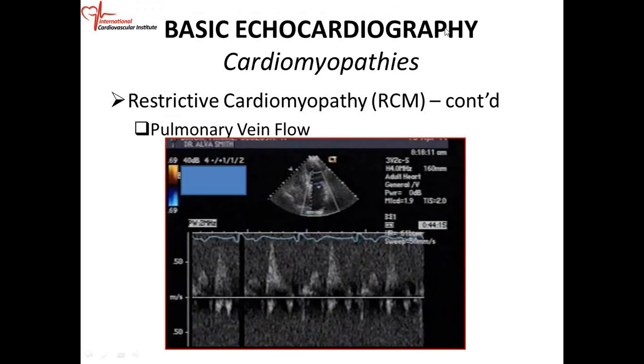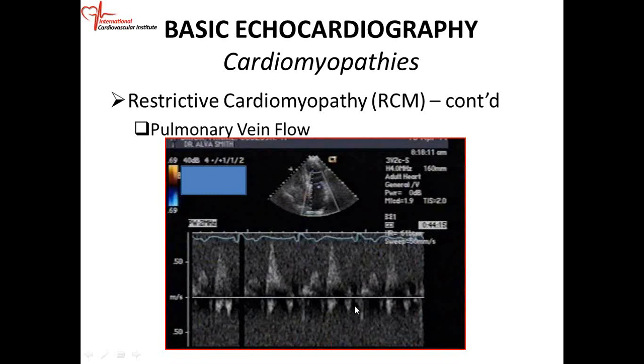So this is what it looks like in real time. Okay, so 4-chamber view is on top. Cursor is here. Sample volume is in the pulmonary vein. You get a systolic component, a diastolic component, and then an atrial flow reversal. So you can see your systolic component is less than the diastolic component. And then the atrial flow reversal is at the end of the diastolic component.